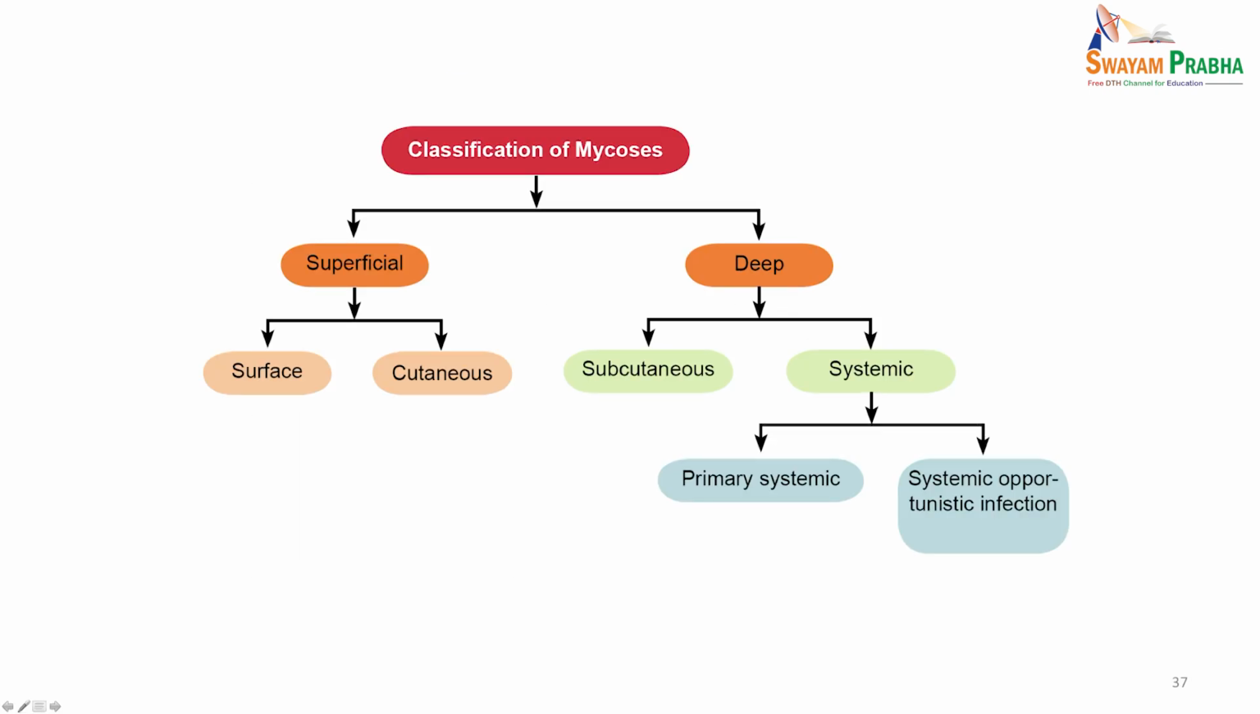Now, if you want to classify the mycoses, they could either be superficial or deep. Superficial can be surface or cutaneous, while deep could be subcutaneous or systemic. Then the systemic ones could be mainly primary, that is, the primarily pathogenic ones, or the opportunistic infections.